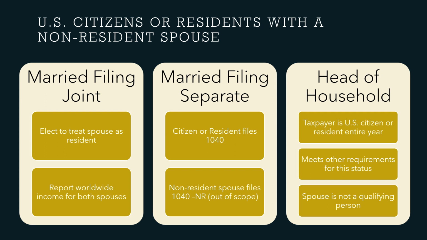Now, in order to file as head of household, the spouses would need to be filing separately. The taxpayer would need to be a U.S. citizen or resident for the entire year, so they could not have what's called a dual status. They have to meet all the other requirements for the status, so that includes having a qualifying person as a dependent. And it's important to remember, a spouse is not a qualifying person.